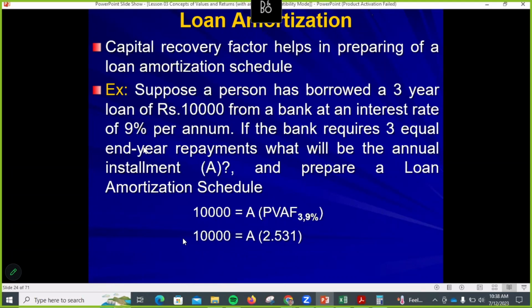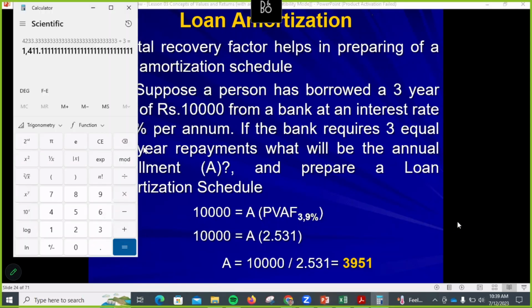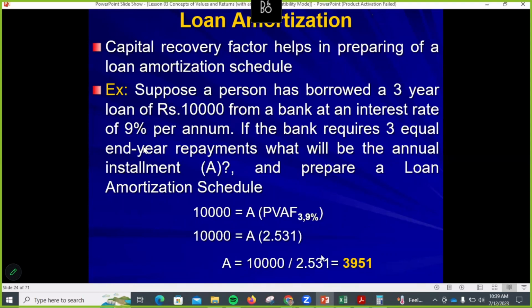So you want to find out the annuity. That is 3,951. But your calculator says 4,233. 4,233 is the normal calculation, but it is not that. It is 3,951 every year you want to calculate. So how can you obtain this one?